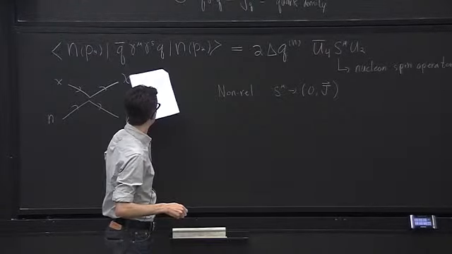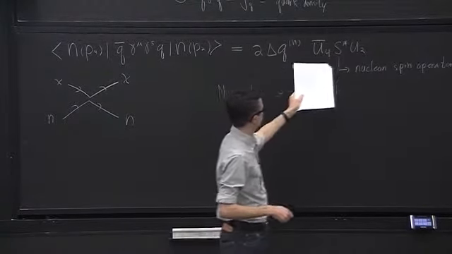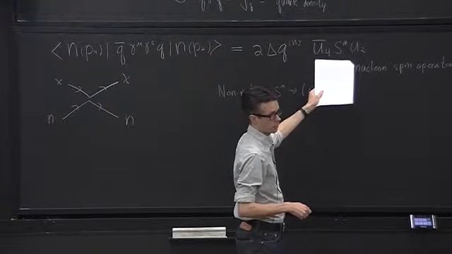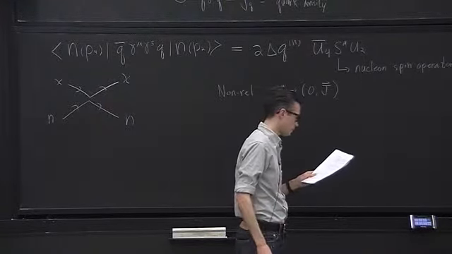Okay, so we have this result, and this is just some number. This is something that starts to look like what you would usually compute in a matrix element, but you do have to worry about the spin here. So this is the first point.